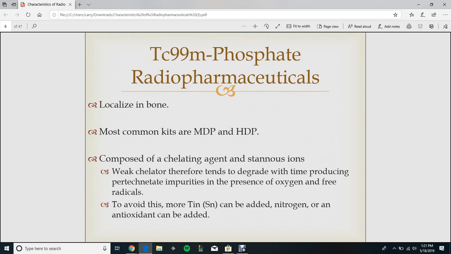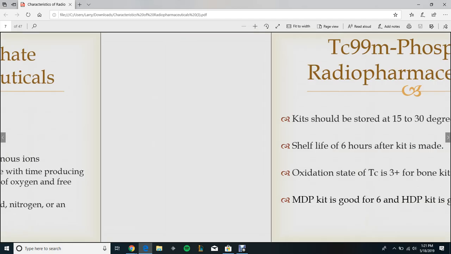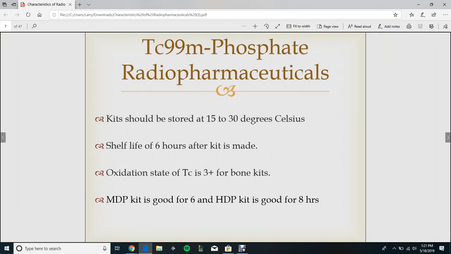Tin is also known as Sn. The kit should be stored at 15 to 30 degrees Celsius. The shelf life is about 6 hours after the kit is made. The oxidation state of tech is 3+ for bone kits. The MDP kit is good for 6 hours and the HDP kit is good for 8 hours.